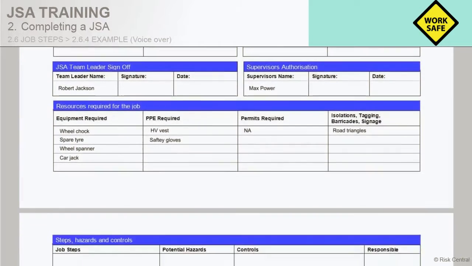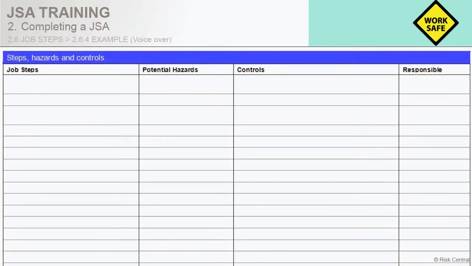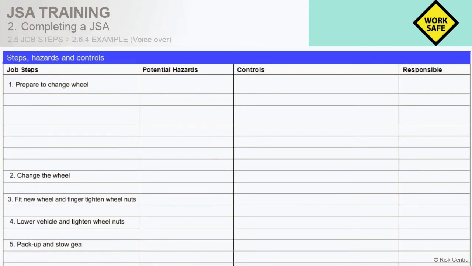Using our example job of changing a car tyre, we might break up the job into 5 steps. Prepare to change wheel. Change the wheel. Fit new wheel and finger tighten wheel nuts. Lower vehicle and tighten wheel nuts. Pack up and stow gear and wheel.